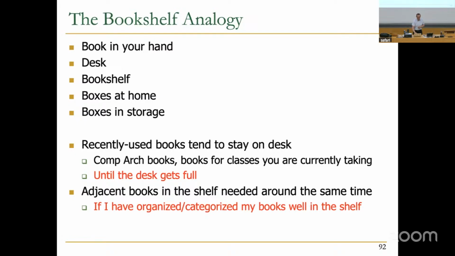So basically, recently used books tend to stay on the desk. Maybe your computer architecture books, if you're reading them, or books for the classes you're currently taking, right? Until the desk gets full, of course. Well, your hand, you can keep only a couple of books, probably. One book is a good start. Book level parallelism is also good. But your hand is kind of like the register file. You're operating on this book at this point, right?